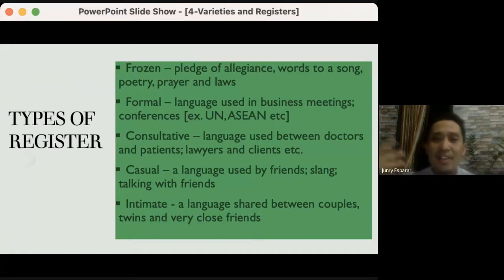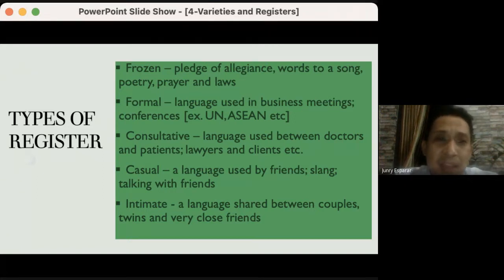What about the kind of register that we are using now? We can shift actually from consultative to formal register because we are conducting lessons, right? And this kind of lesson is kind of formal. Well, we don't make jokes here, although I wanted the session to be as light as it can be, so that you would feel at ease and at the same time at home.